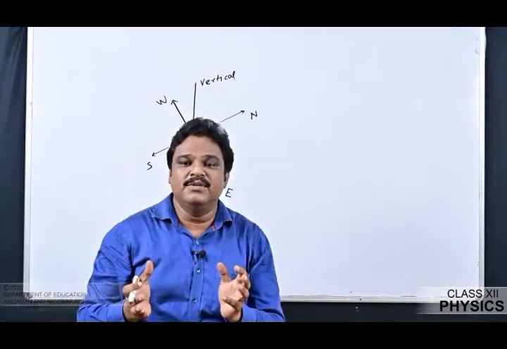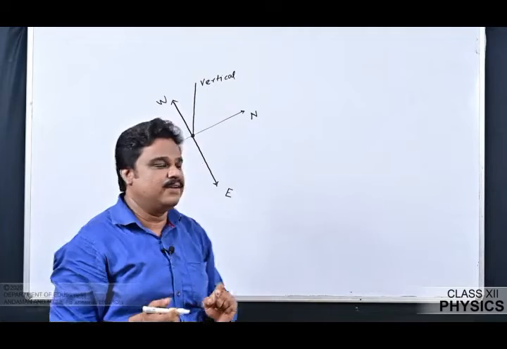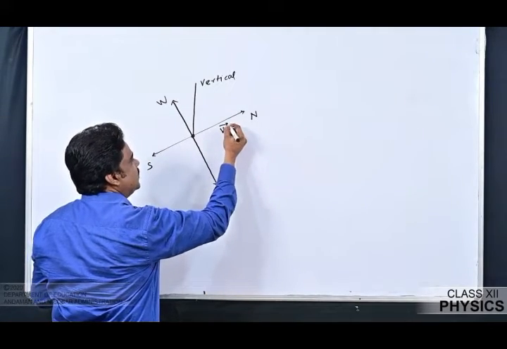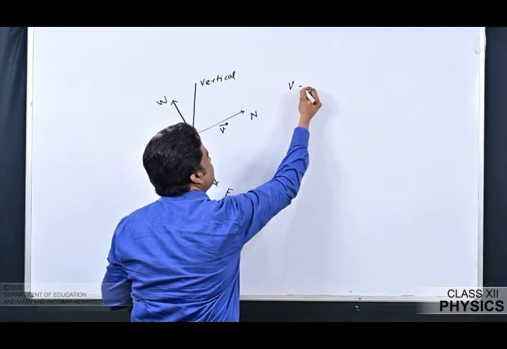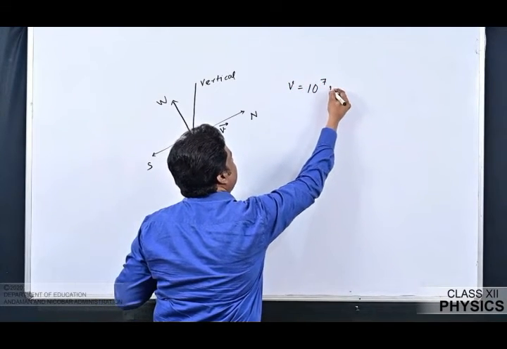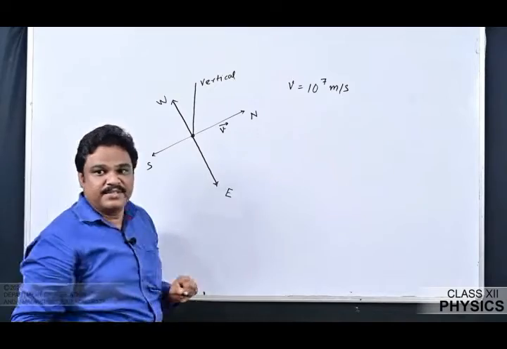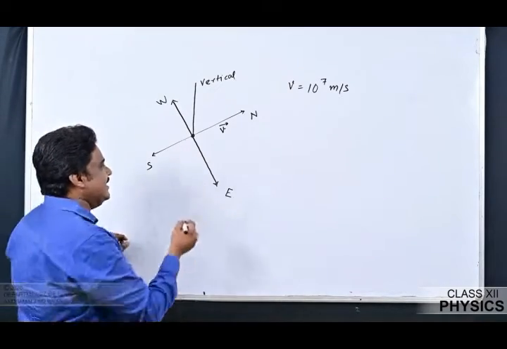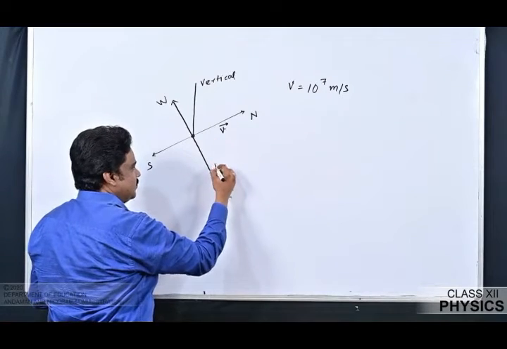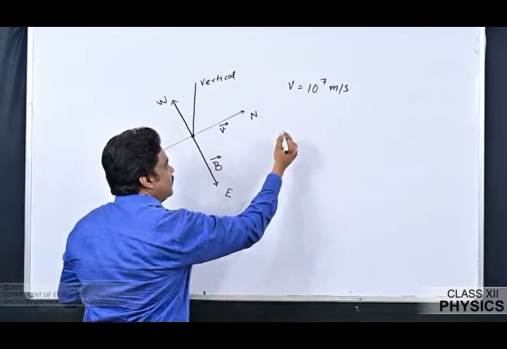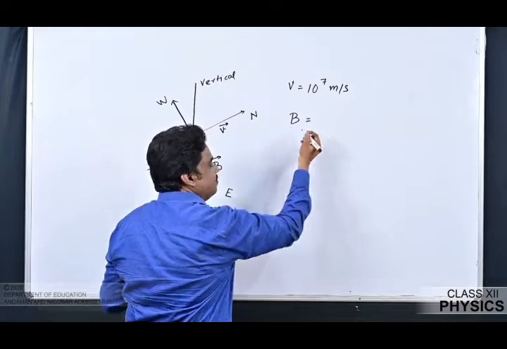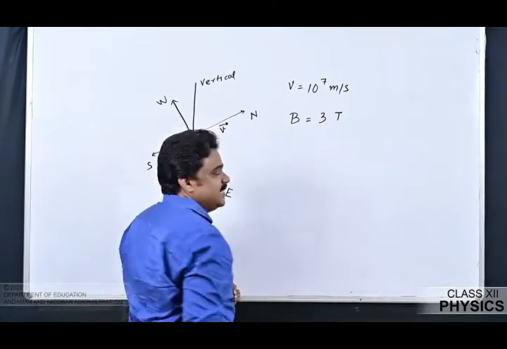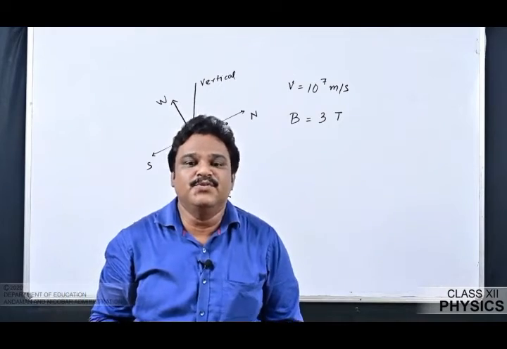Where the electron moves, it moves northward with a velocity of 10^7. So the velocity vector is towards north, and the value of V is 10^7 meter per second. Where the magnetic field acts, it acts eastwards, and the magnitude of the magnetic field is 3 Tesla. They are asking for the instantaneous force on the electron.